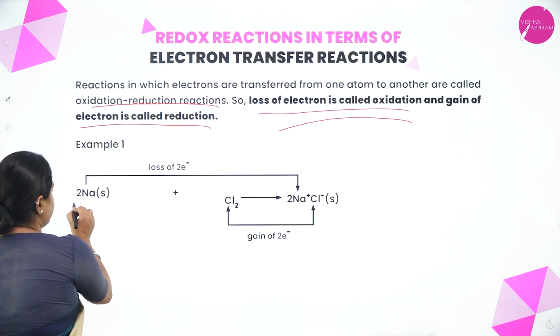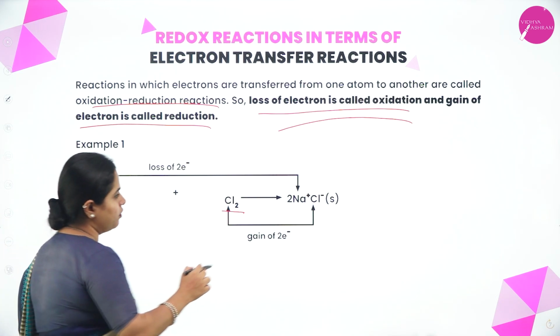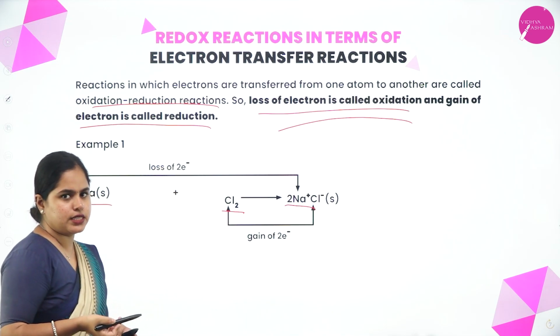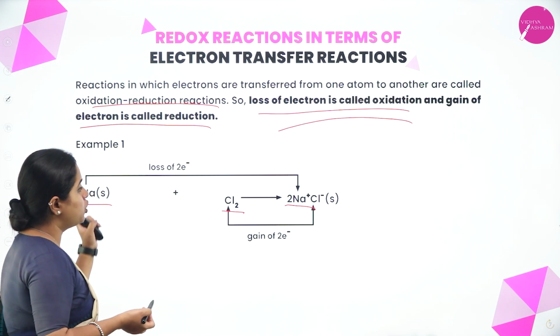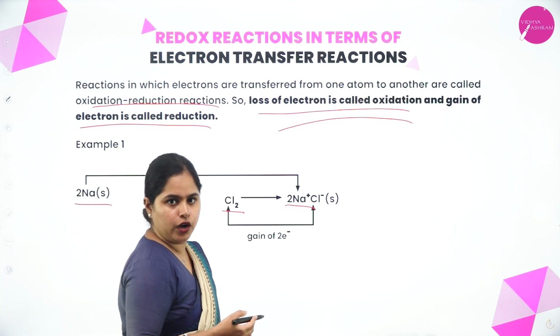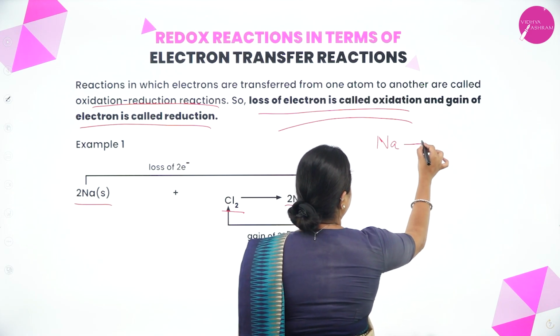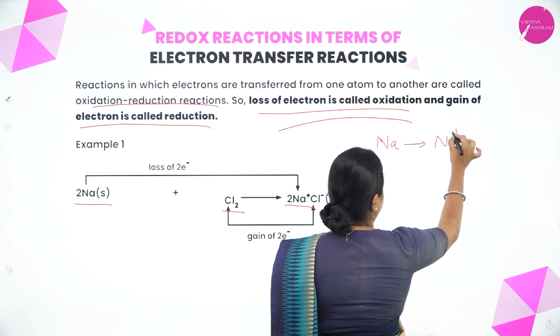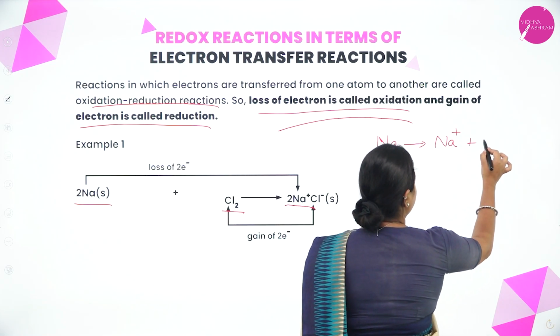Let's take one example. 2 moles of sodium react with chlorine, Cl2, to give 2 NaCl. You're familiar with this example. As you can see here, from sodium 2 electrons are being lost. That means one atom of sodium gets converted into Na+, or it gets oxidized into Na+ by losing 1 electron, right?